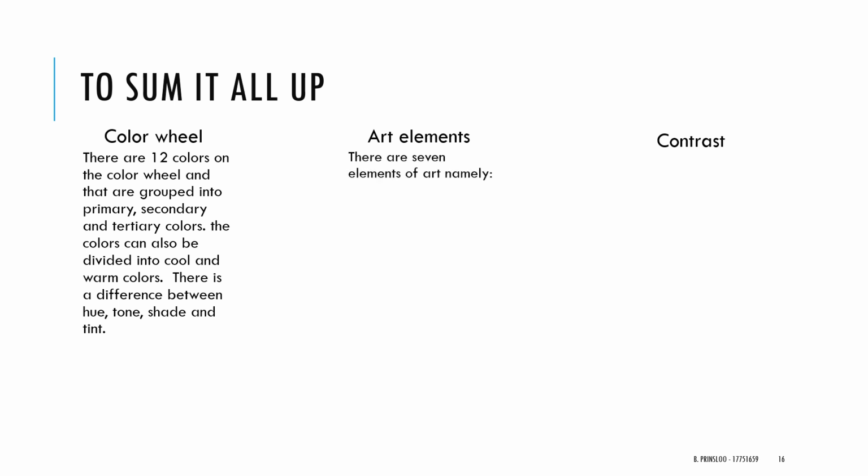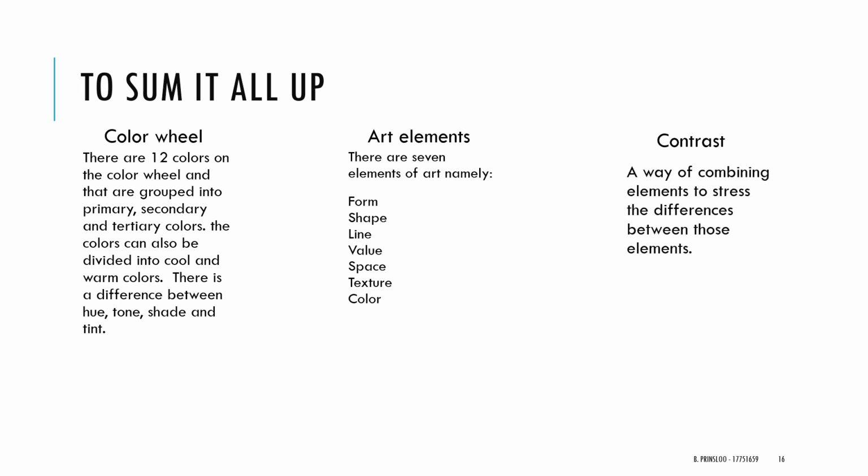The art elements. There are just 7 elements of art, namely form, shape, line, value, space, texture, and color. Contrast, a way of combining elements to stress the difference between those elements. It is used to show difference.